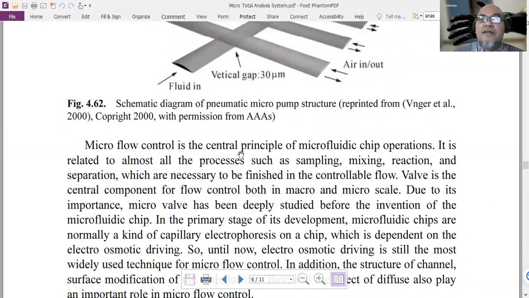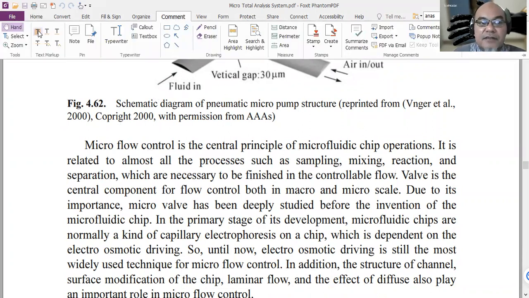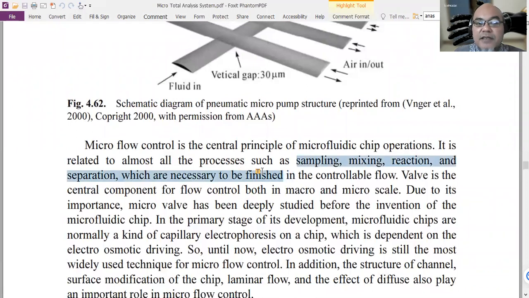So microflow control is the centerpiece of microfluidic chip operation. It is related to almost all the processes such as sampling, mixing, reaction, and separation, which necessarily have to be finished in a controllable flow. So these are the different operations that need to be done in microfluidic flow control: sampling, mixing, reaction, and separation.